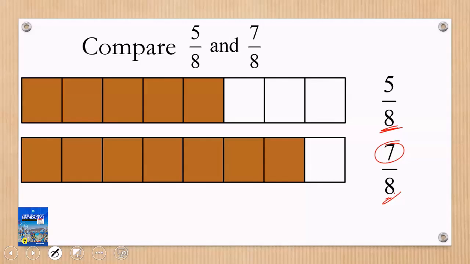Okay, so here you can see that I have the same length and I've divided the first one into 8. I've shaded 5. The second into 8, I've shaded 7. So obviously the one with the biggest numerator is the greatest. So you're going to use this idea to handle questions.